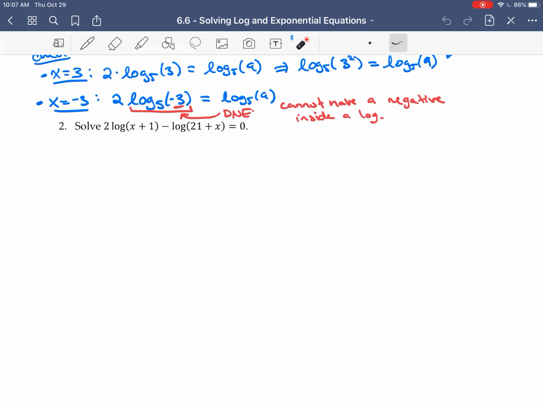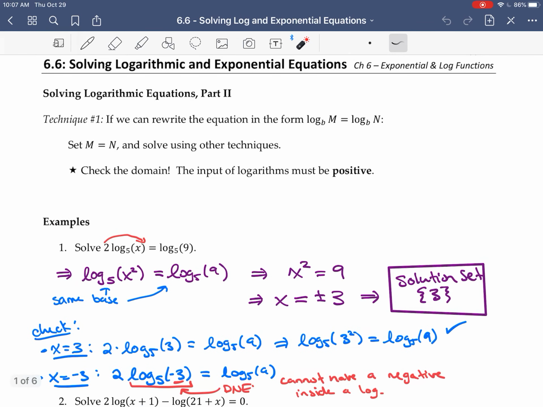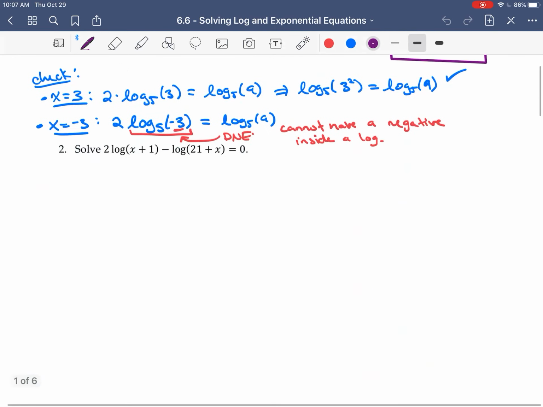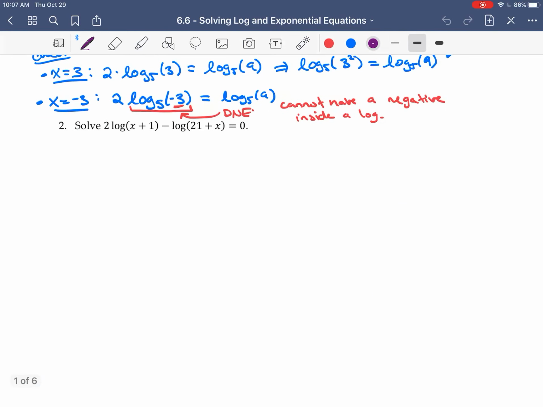So one way we can solve this is by making it so I have 2 logs in this equation. So I could make it so that it's 1 log equals another log, and then I can set the insides to be equal. So that's what I'm going to do here. So I'm going to add log of 21 plus x to both sides. So I have 2 log of x plus 1 is equal to log of 21 plus x.